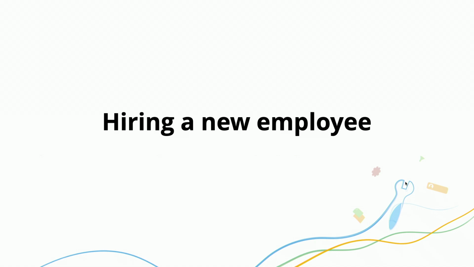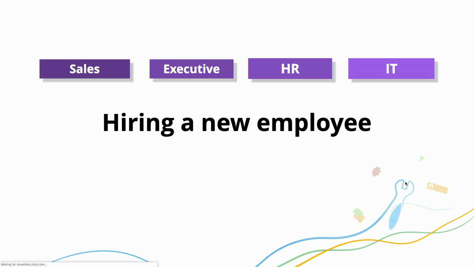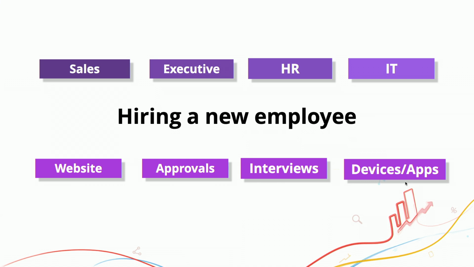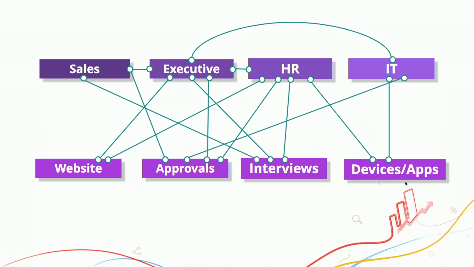So what we've seen here is that process is going to touch possibly 4 different departments: sales, executive, HR, and IT. And then within those departments themselves, we have to update the website. We go through approvals. We go through rounds of interviews. We have to do devices and apps. Those are among some of the transition points that we go through. And this is what it can end up looking like, right?